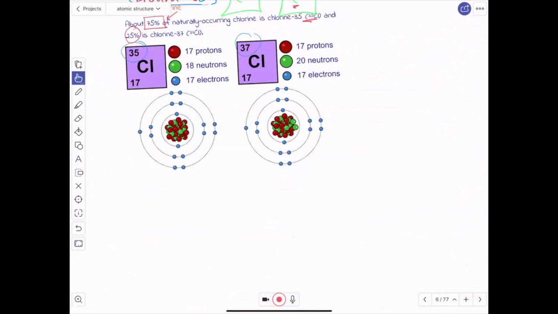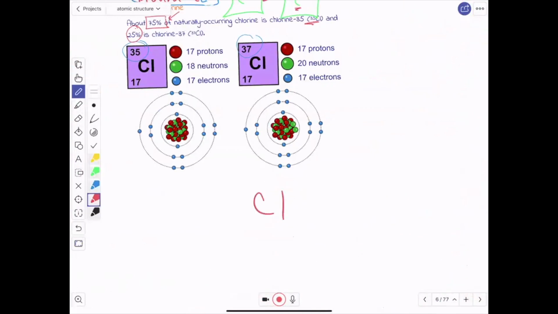So we got two chlorines. In terms of abundance, 75% is chlorine 35, 25% is another version of chlorine called chlorine 37, I'm sorry. Now, how do I find the average atomic mass of chlorine here?